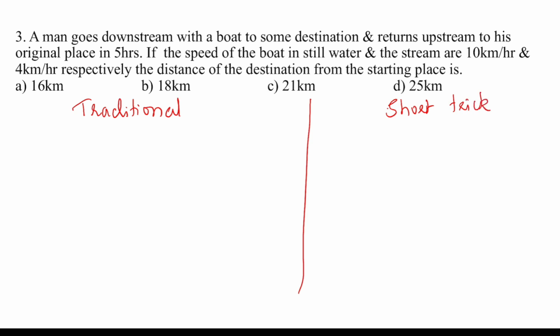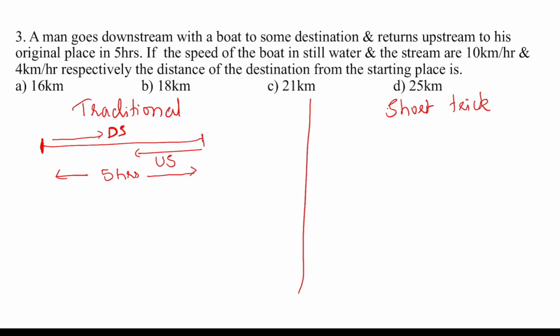Now we know that a man goes downstream with a boat to some destination. For example, this is the place. So he goes downstream to one destination, maybe till here, and returns upstream, and he comes back to this original place in how much time? In 5 hours. That means total time he is taking to go and come is 5 hours.